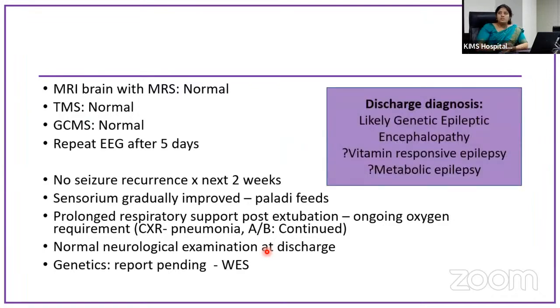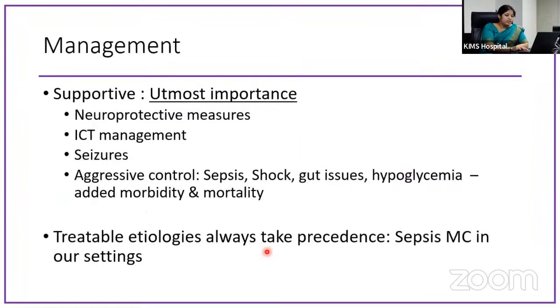Now, the discharge diagnosis for this child is likely genetic epileptic encephalopathy with possibly vitamin responsive epilepsies, because we did add multiple vitamins for the child's epilepsy, although we did not see any acute response to pyridoxine. Or it may be a metabolic epilepsy. So we might still be looking at a metabolic disorder which has responded to the supportive care. So again, sometimes the diagnosis is not very clear upfront.